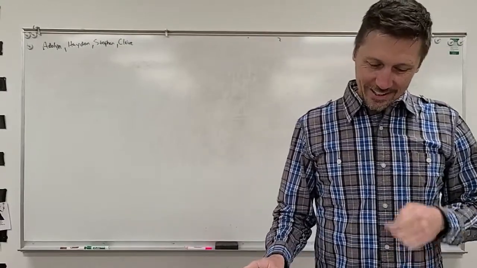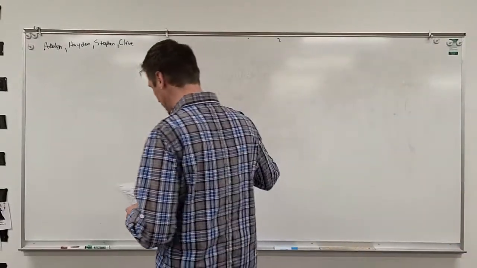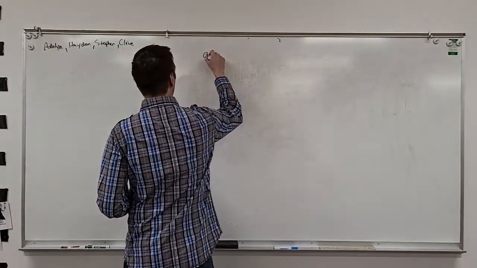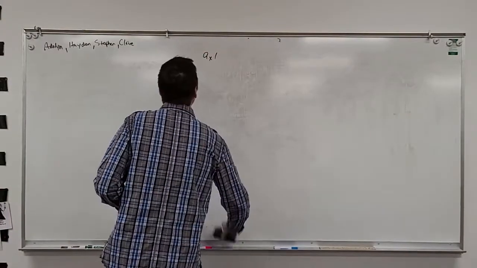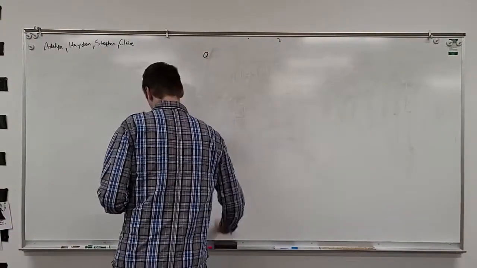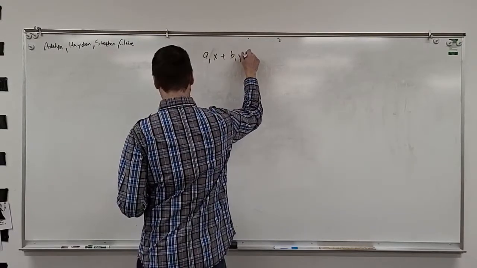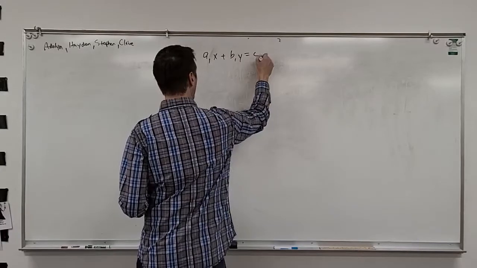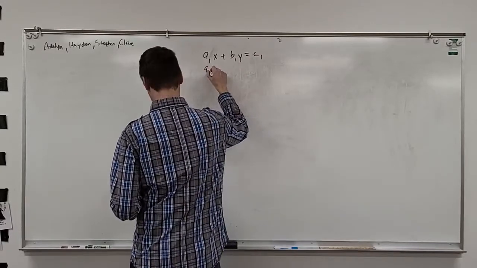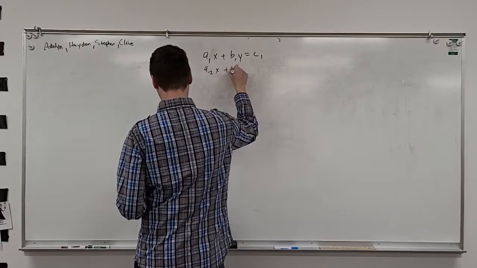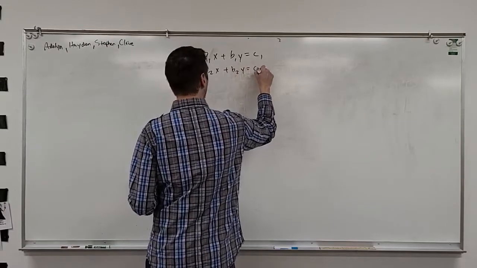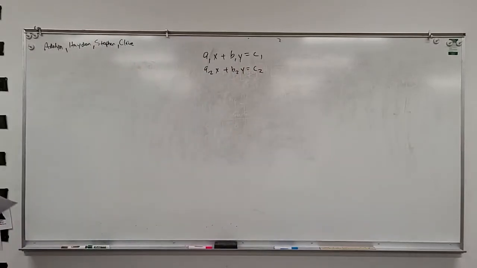All right. So let's do a system of linear equations. If we have something like this, a1x plus b1y equals c1. And then we had a second linear equation that looked like this. All right, so just linear equations. How do we know it's a linear equation?